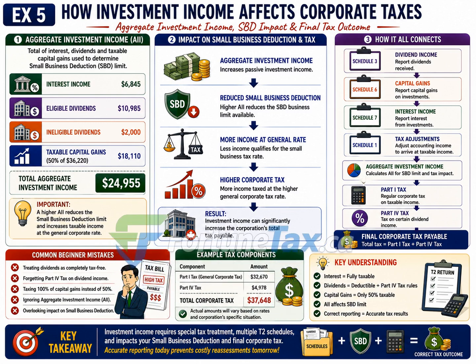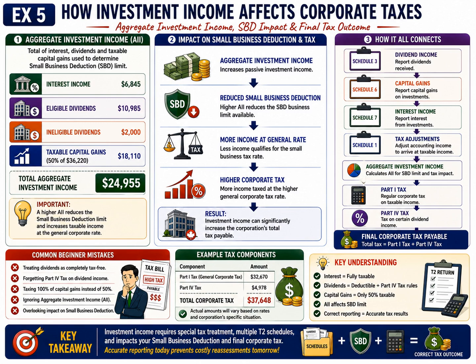When these amounts are combined according to the applicable tax rules, the corporation's aggregate investment income is approximately $24,955. This number is much more than just another tax calculation. It plays an important role in determining whether the corporation continues to receive the full benefit of the small business deduction. Now move to the center of the slide, where the overall impact is illustrated.